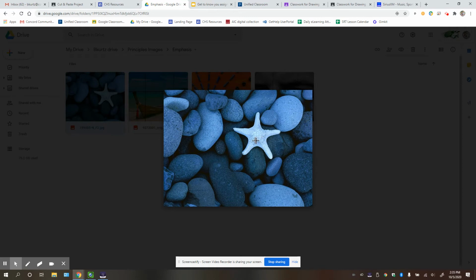It's an organic shape compared to these, well, these are organic shapes too, but they're just very different shapes of the rocks. It stands out because it's lighter. All this other stuff is darker. So something that stands out is the point of emphasis or the focal point. Also, think about where this starfish is in the picture as we move on to the next one.